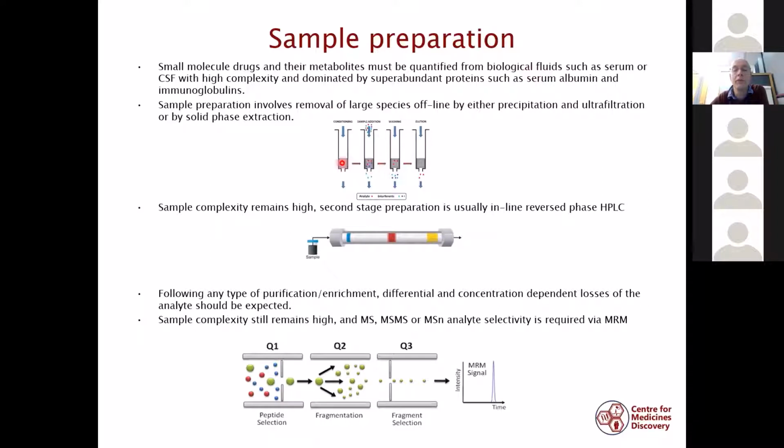What you will end up with, so the solid phase extraction will remove all the high molecular weight species which you're not interested in, and ideally you will be left with low molecular weight species, peptides and metabolites. However, your sample complexity is still going to be extremely high, and you are still going to need a preparative purification technique before you go into the mass spec. So this is usually done by HPLC.